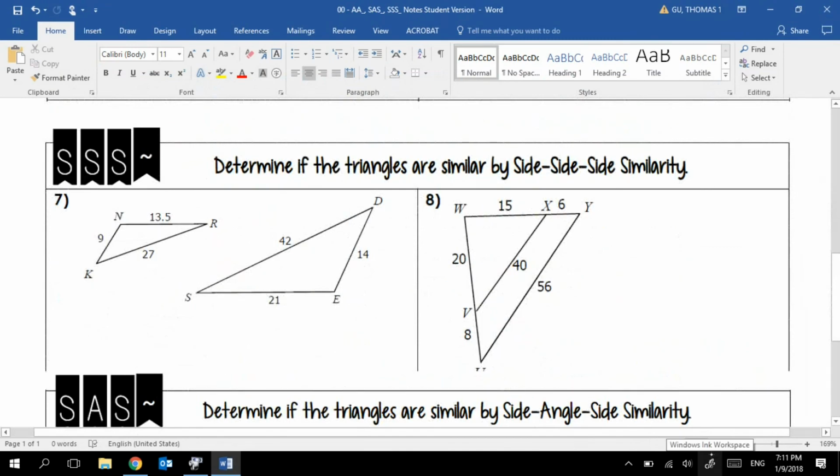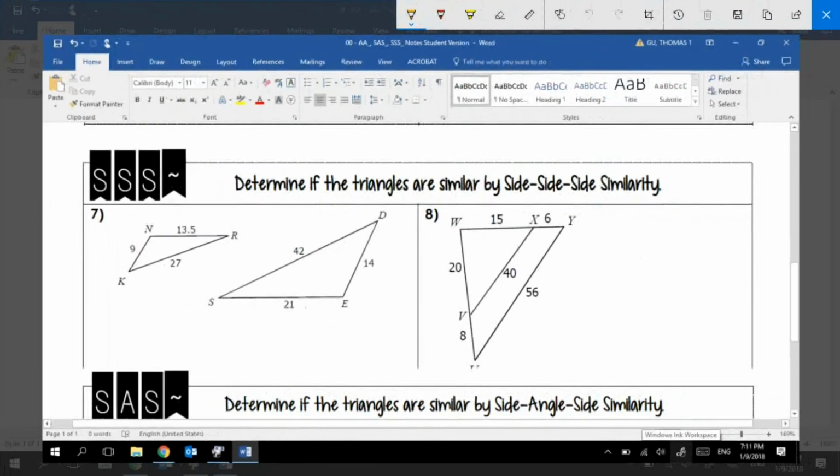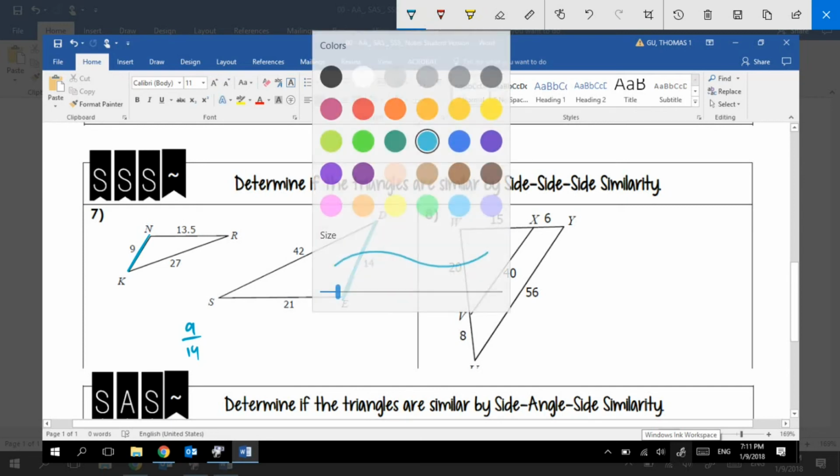So, I'm going to do number 7 with you guys. On side, side, side, all we're doing is making sure that all the ratios are the exact same. But you have to make sure that the sides are corresponding. So, for example, look, KN, that's corresponding to this side right over here, boom. These two sides are corresponding, so it's going to be 9/14.